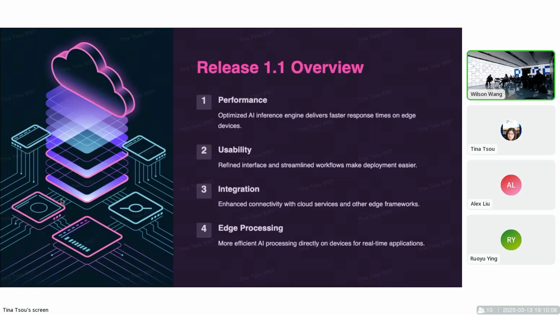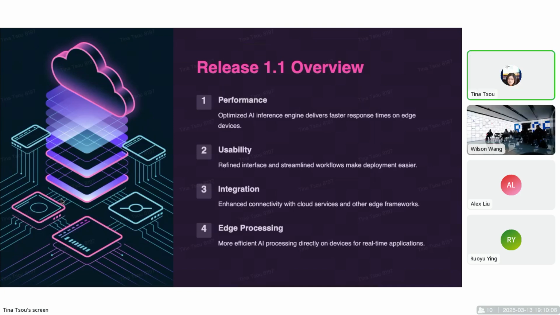Let's begin with an overview of what Release 1.1 brings to InfiniEdge AI. This release is packed with enhancements and new functionalities that elevate our Edge AI platform to the next level. We concentrated our improvements on three key areas: performance, usability, and integration. In terms of performance, InfiniEdge AI 1.1 is optimized to run AI workloads faster and more efficiently on edge devices, meaning quicker inference times and lower latency for real-time applications.